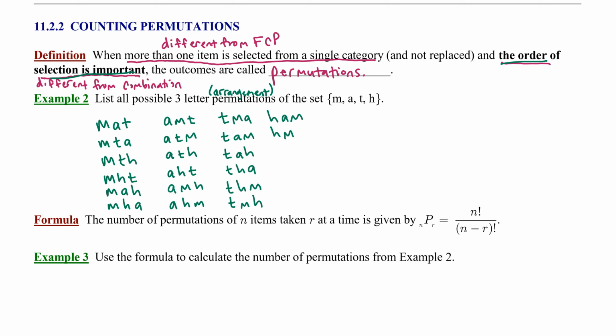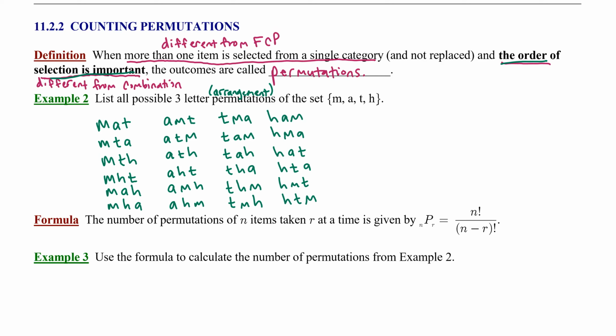So we can finish with all the 3-letter permutations that begin with H. HAM, HMA, HAT, HTA, HMT, and HTM. I think we got them all there.